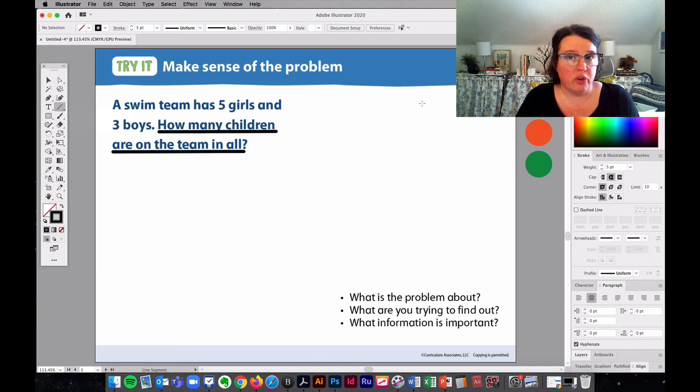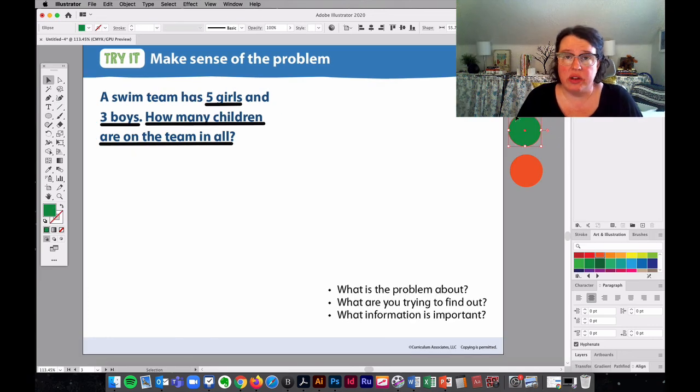Now we need to look for the information that's important to help us solve this problem. That information almost always has a number in it. So I'm going to look for numbers and I see a 5. 5 girls. I'm going to underline 5 girls. 3 boys. Underline 3 boys.